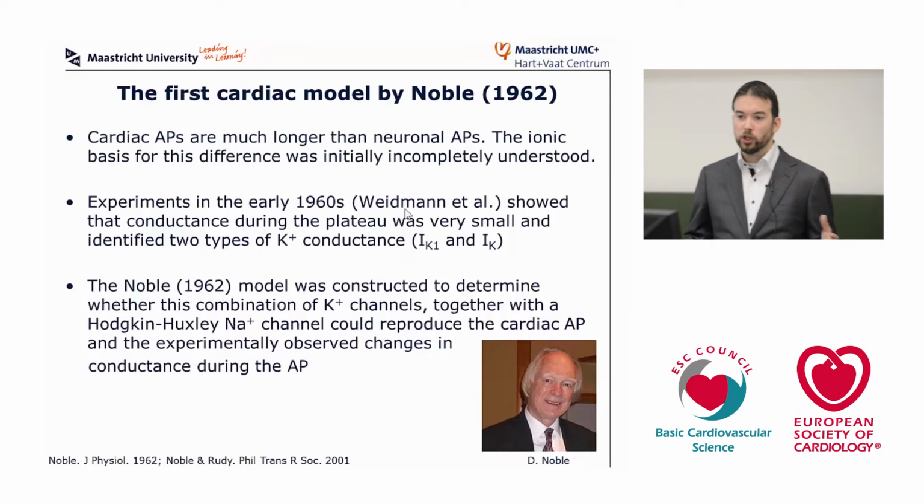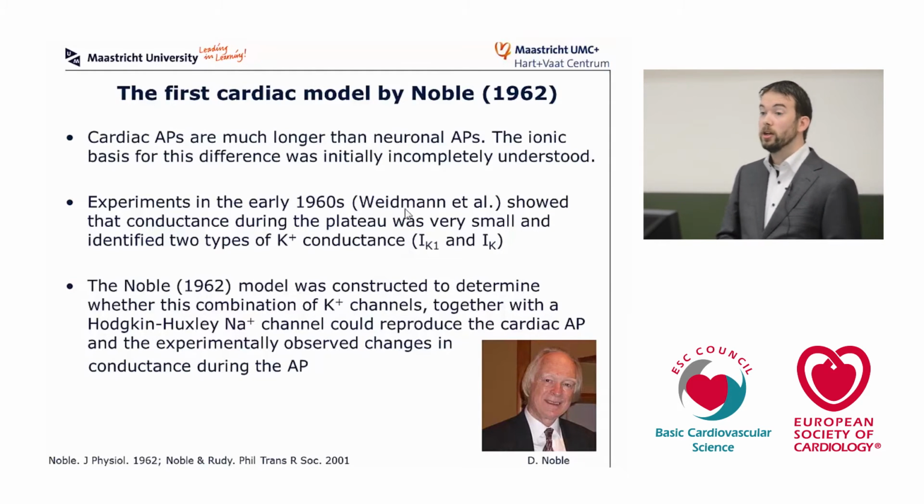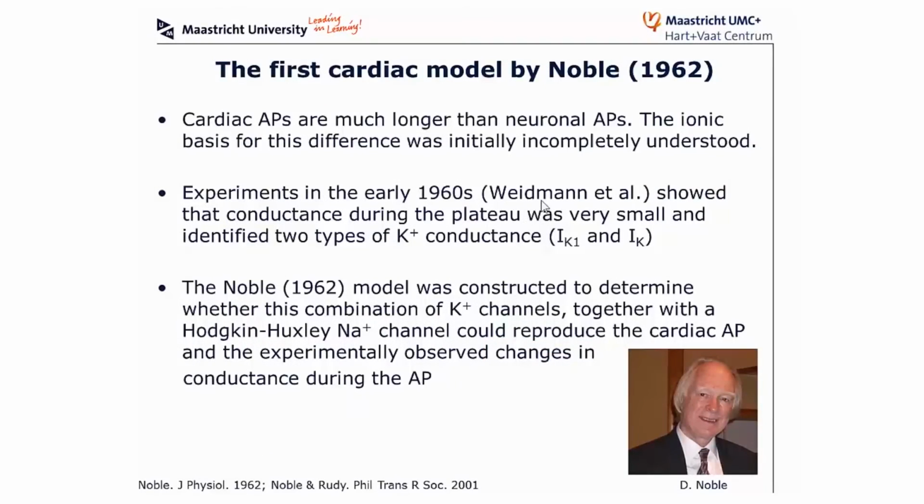But of course, neuronal action potentials are quite different from cardiac ones. Cardiac action potentials are much, much longer. And originally, the ionic basis for this difference was incompletely understood. So modeling work helped us to realize some of these differences. And experiments in the early 1960s showed some of these things that could play a role.